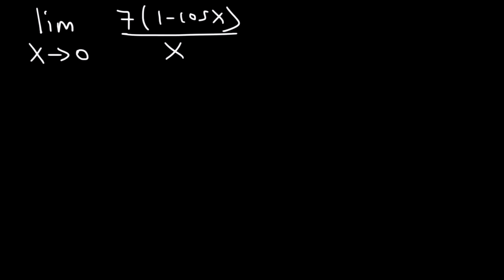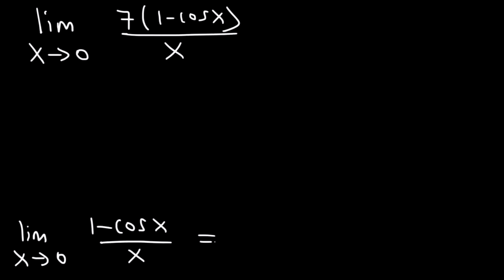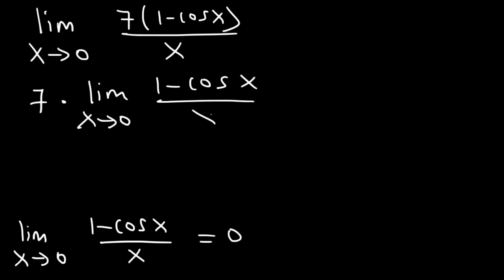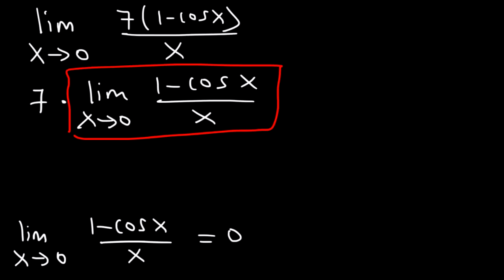What about this one? The limit as x approaches 0, 7 times 1 minus cosine x divided by x. What's the answer? Now, if you recall, the limit as x approaches 0 of 1 minus cosine x divided by x is equal to 0. So to show our work, we're going to separate 7 from everything else. So we know this portion here is 0. So our answer is going to be 7 times 0, which is 0.